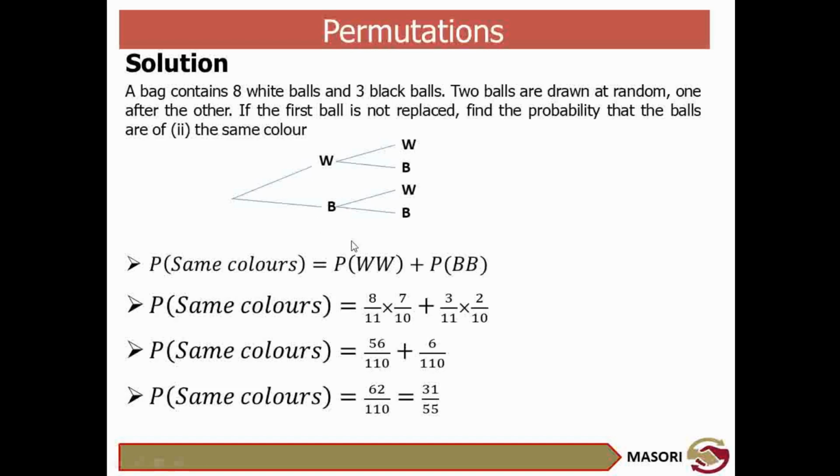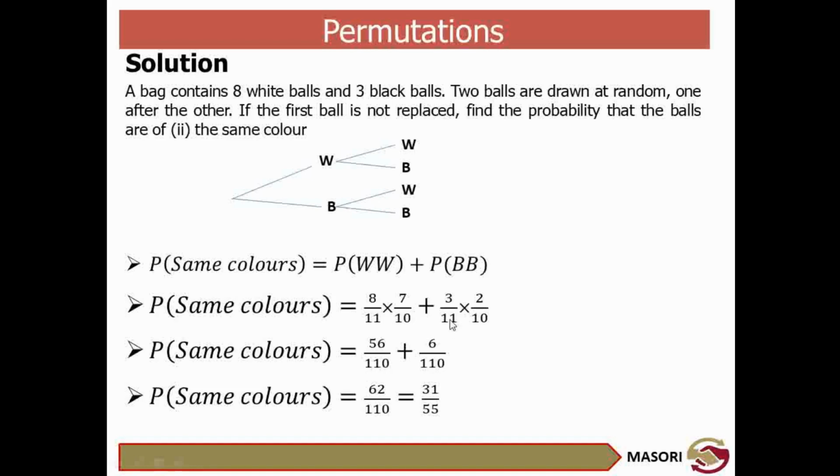And the probability of us first picking a black ball is 3 over 11. The probability that the second ball is black, given that the first one was black, is 2 over 10. Simplifying this part here, 8 over 11 times 7 over 10 will be 56 over 110.